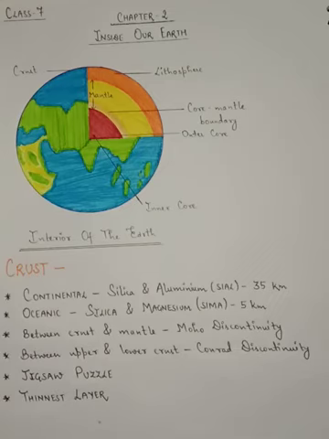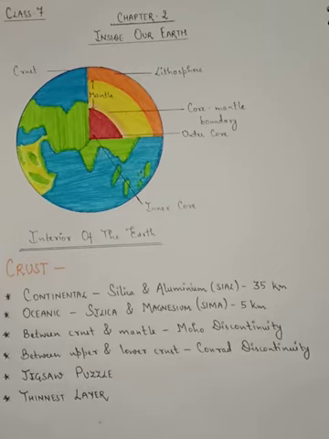Good morning. Today we start with class 7 geography chapter 2, that is Inside Our Earth. Now we will start with a kind of comparative analysis. If you have ever peeled an onion, you would see there are concentric rings. Similar to the structure of an onion, you have the earth's interior.